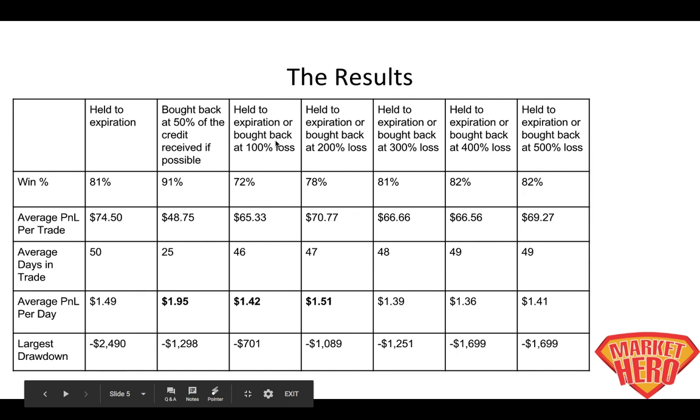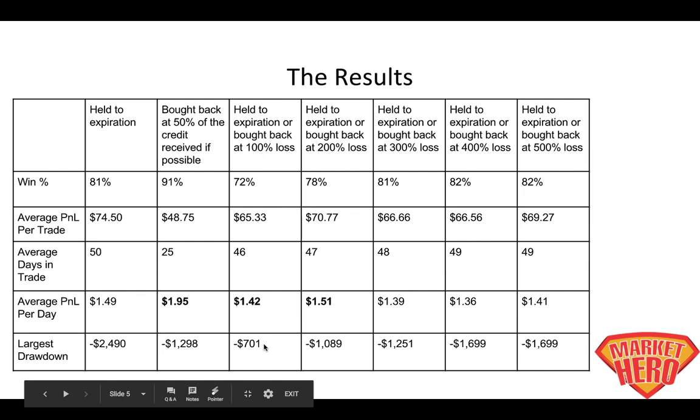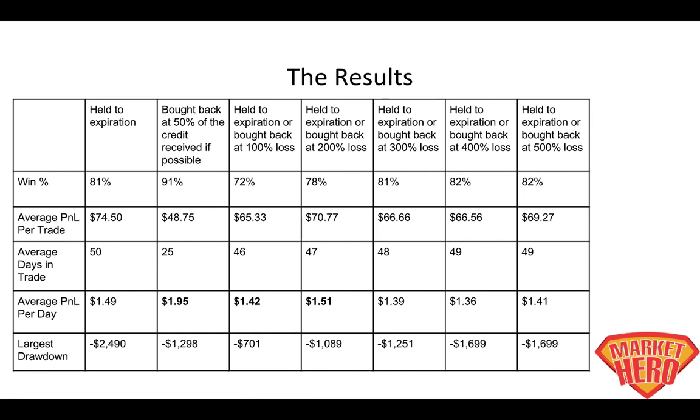If we manage our loser at double the credit we received, we're right only 72% of the time. You're in the trade for about 46 days. You make about $1.42 per day, which is almost as profitable as holding till expiration, and your largest loss was only about $700. However, you make about 33% less money by managing your losers as opposed to just managing winners.